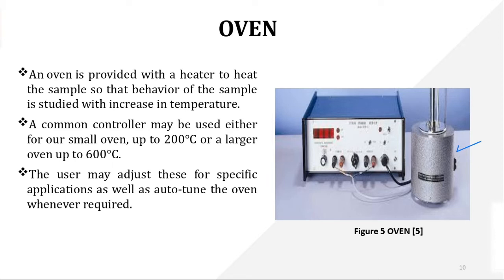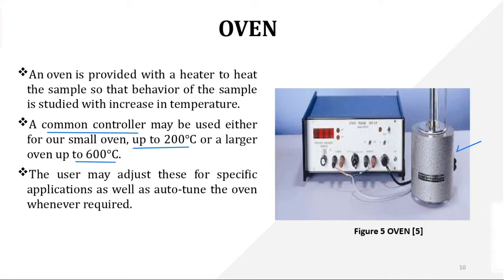You can see we have a common controller, and from the common controller you have a range of oven there, and you can select the range of the oven. If you select, suppose, 200 degrees Celsius, that means the oven will increase the temperature up to 200 degrees Celsius. And if you take the range 600 degrees Celsius, the oven will increase the temperature to a maximum of 600.